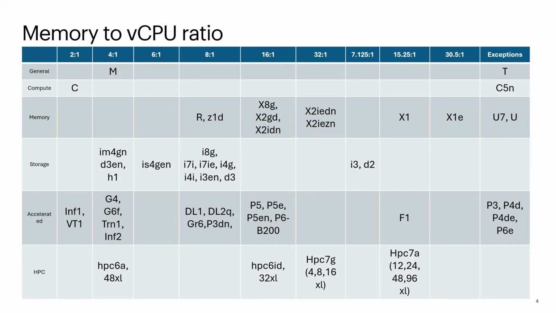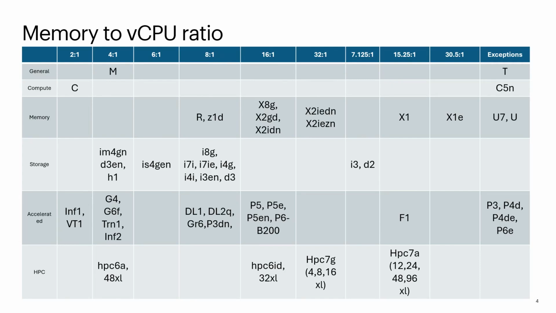The compute series sits at a low ratio, typically 2 to 1 like C5N, meaning the focus is on raw processing power, not high RAM per core. If your workload is pure crunching, this is where you start. The general purpose series sits firmly in the 4 to 1 ratio, a good balance for most standard enterprise applications.